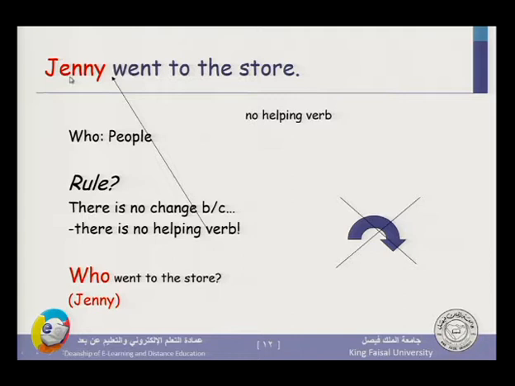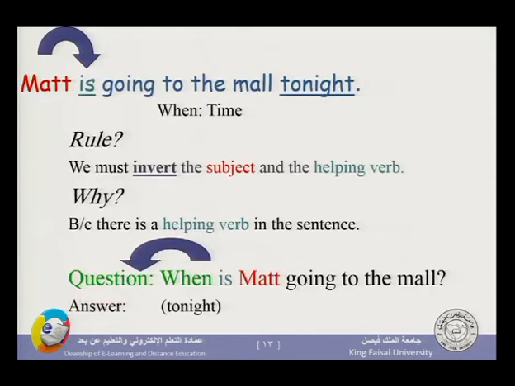Where did Jenny go? And the answer: Jenny went to the store. Another question, another example: Matt is going to the mall tonight.